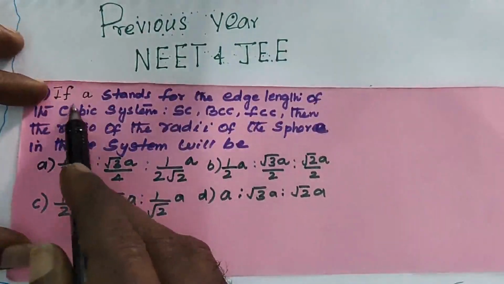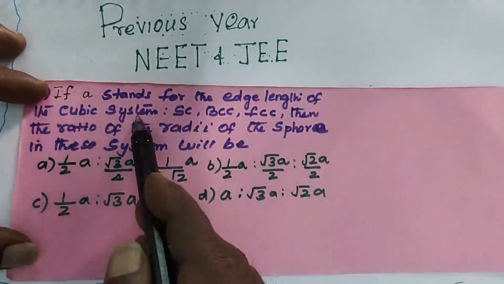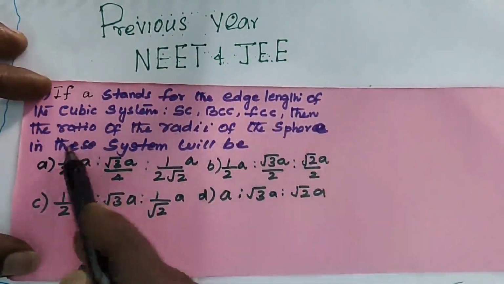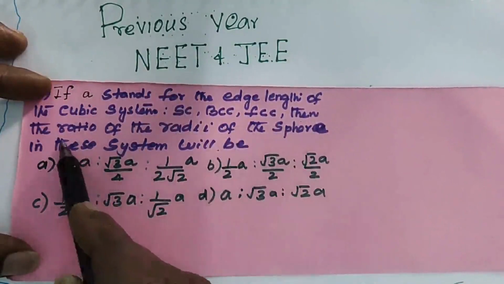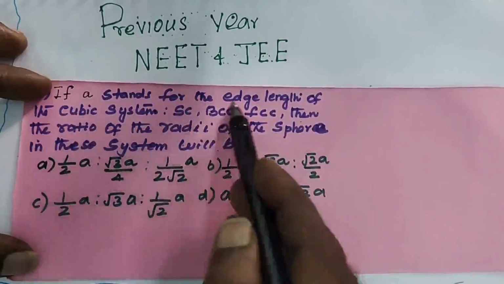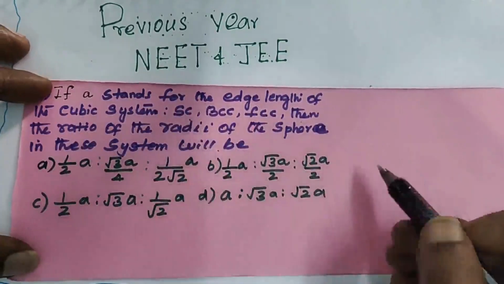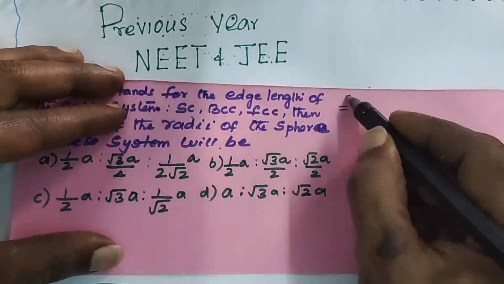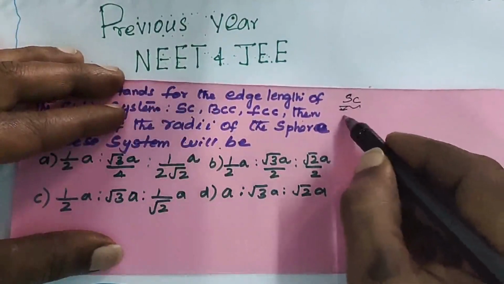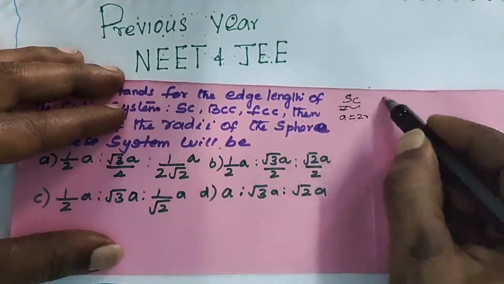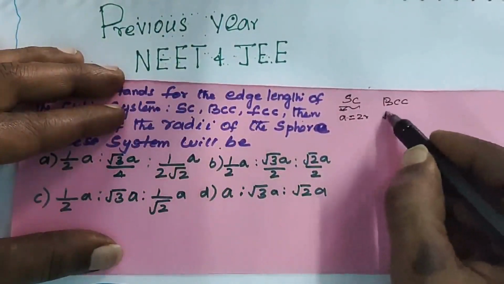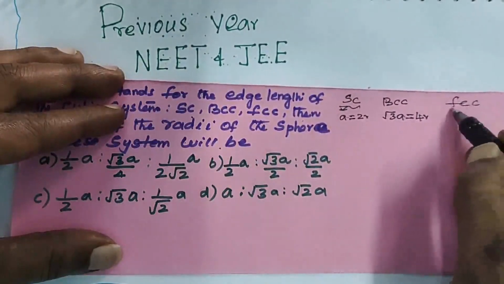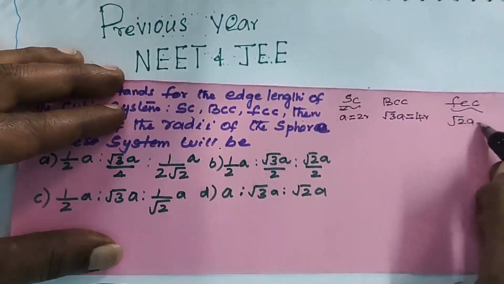The 11th question. If A stands for the edge length of the cubic system, simple cubic, body centered, face centered, what will be the ratio of the radii of the spheres in this system? The edge length is related to the radius of the sphere. For simple cubic, SC, A is equal to 2R. BCC: root 3 A is equal to 4R. FCC: root 2 A is equal to 4R.